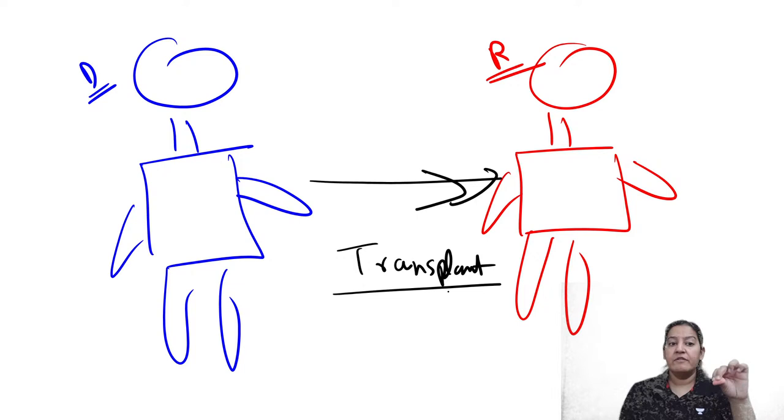How many types of transplant are there? Based on the type of the donor. Donor kaun hai? Uske basis pe char type ke transplant hain. What are the four types of transplant? Let me tell you. In some cases, the donor is the recipient himself. Donor aur recipient ek hi hota hai.